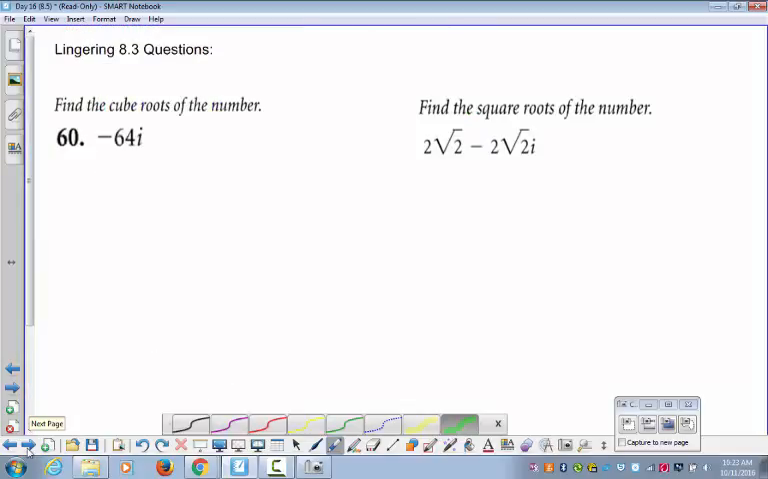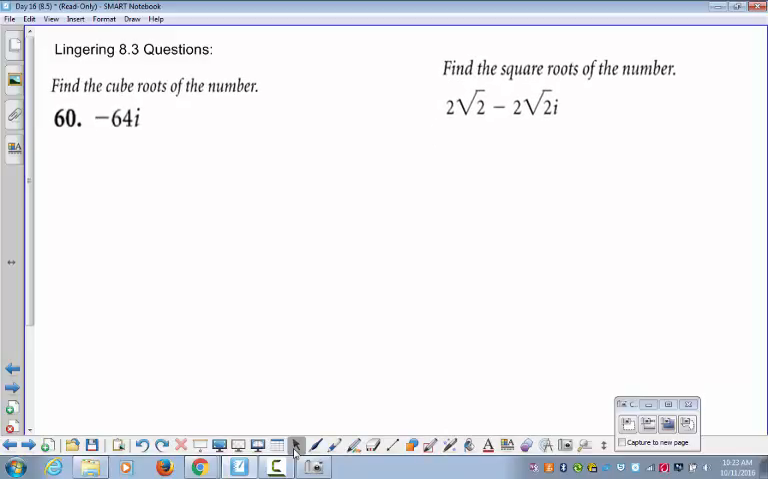So I want to do two more from 8.3. The lecture on Thursday, we were talking about roots of complex numbers. I want to do two more of those just to get you some more practice, because these are certainly tricky.